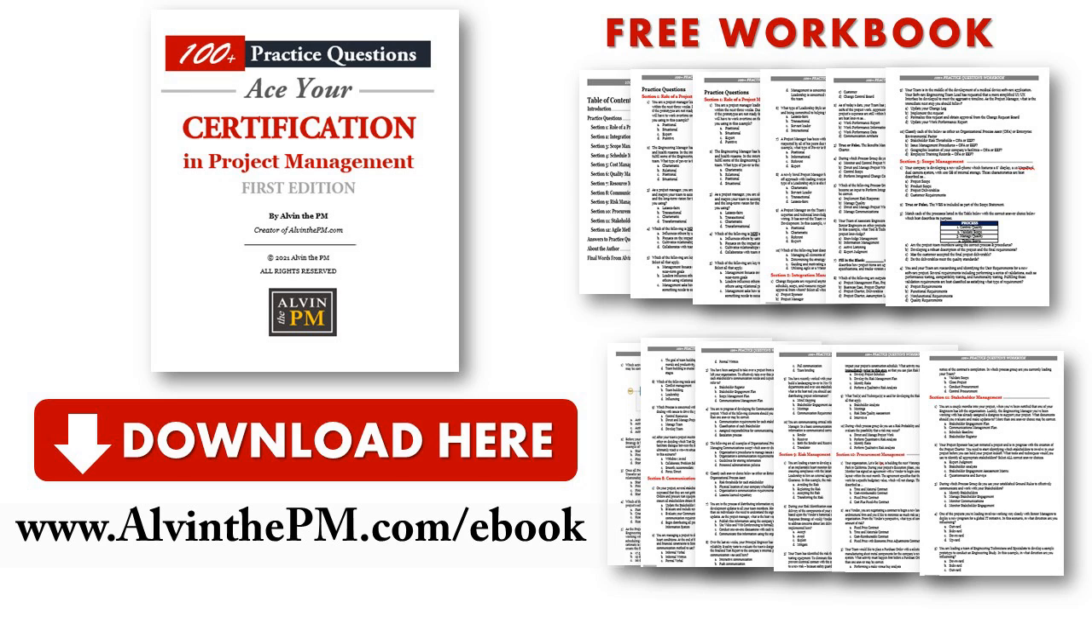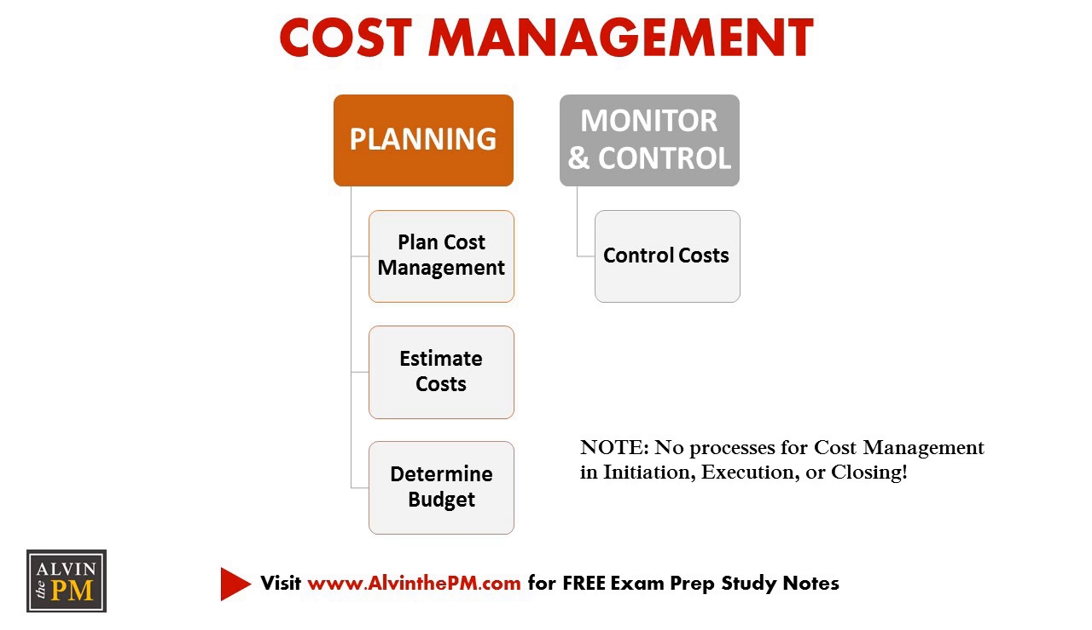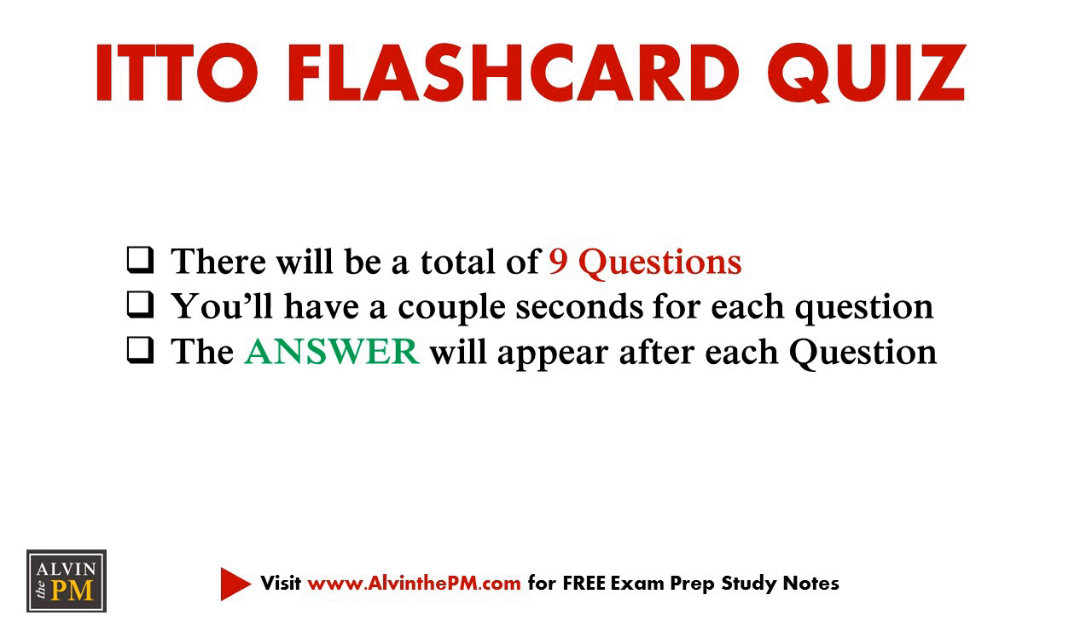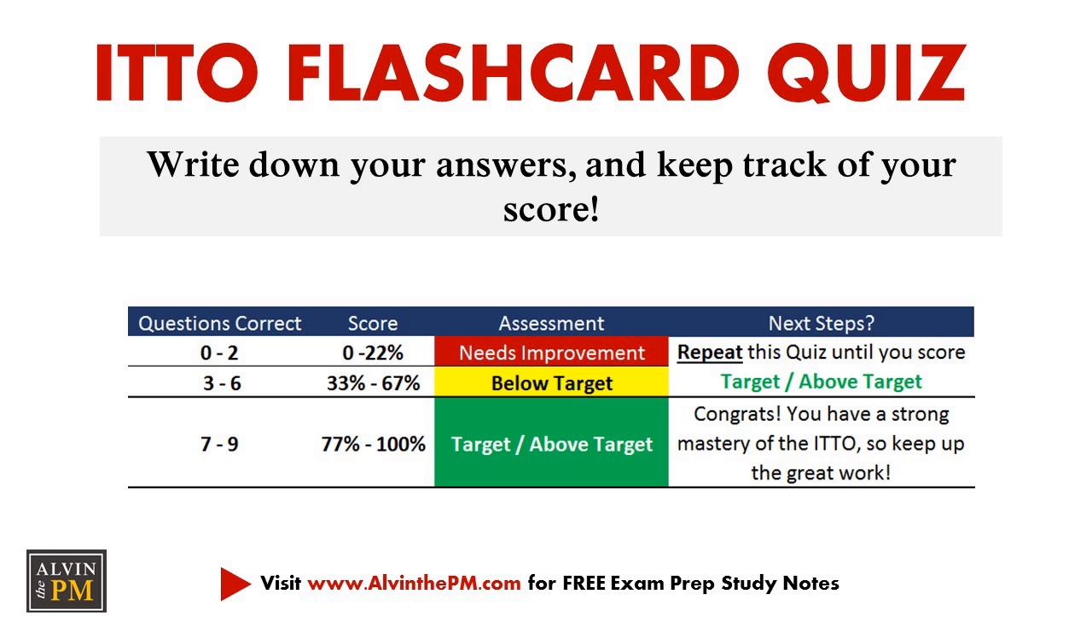Now as a quick refresher, these are all the processes for cost management, and we'll be covering in detail the most important ITTOs for your exam. Just like our last quiz, we'll be using a flashcard quiz, and there will be a total of 9 questions. After a couple seconds, the correct answer will show up on the screen. So make sure you write down each answer so you can evaluate and track your performance at the end of today's quiz. So without further ado, let's get started.